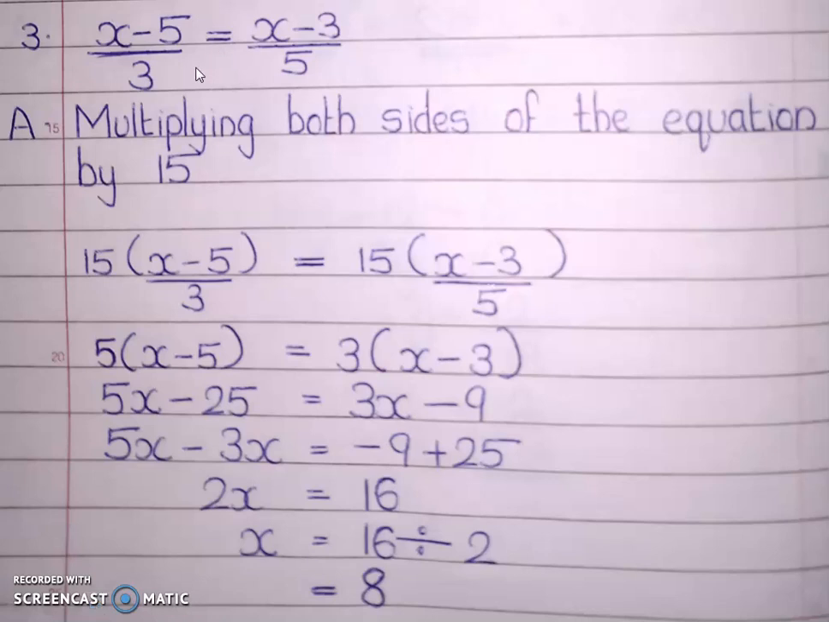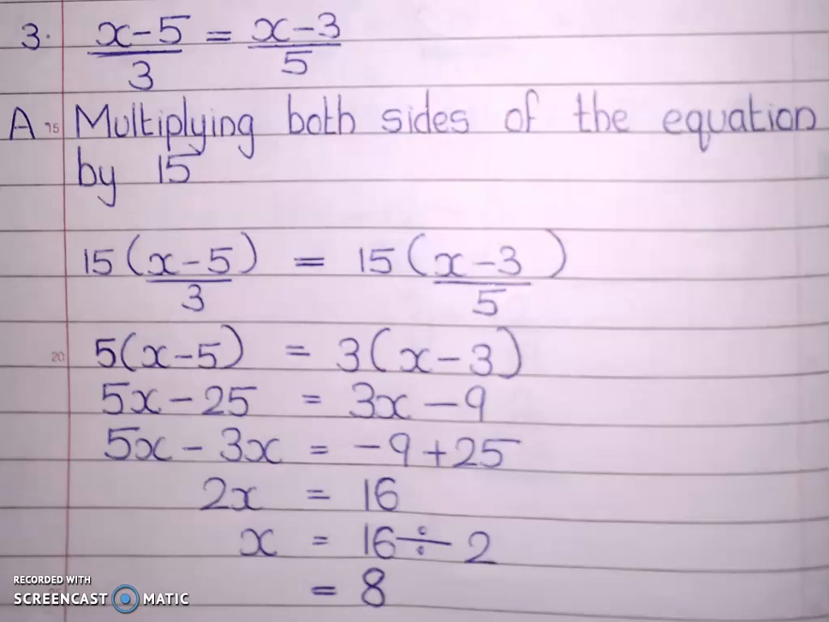Now, here on the left hand side you have one term. On the right hand side also you have one term. Okay. Now, denominators are 3 and 5. So, taking the LCM of the denominators. LCM of 3 and 5 is 15. So, 15 into x minus 5 equal to 15 into x minus 3 by 5.